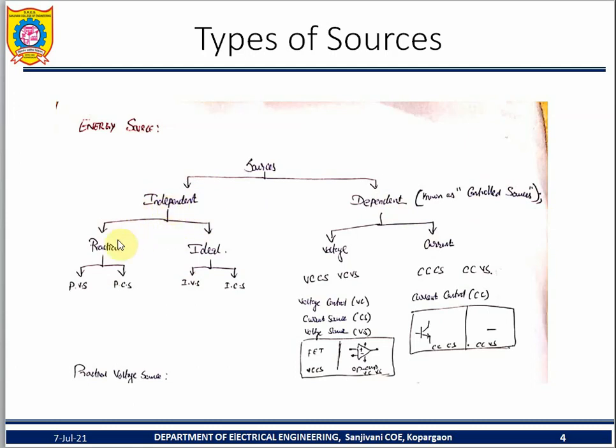So these independent sources are further classified: one is a practical source, another one is an ideal source. What is the difference between the practical source and ideal source? Take yoga, meditation: I sit silently and do the meditation, so all the energies are with me. That is called ideal.